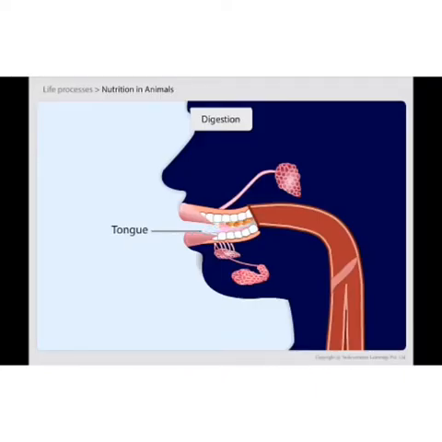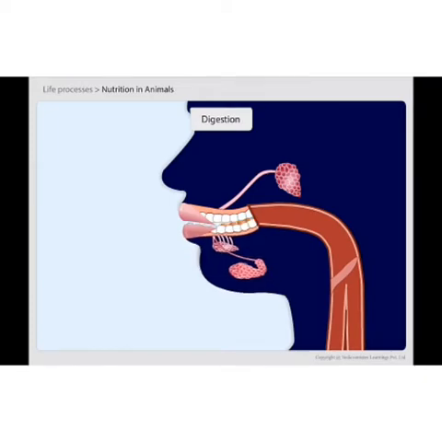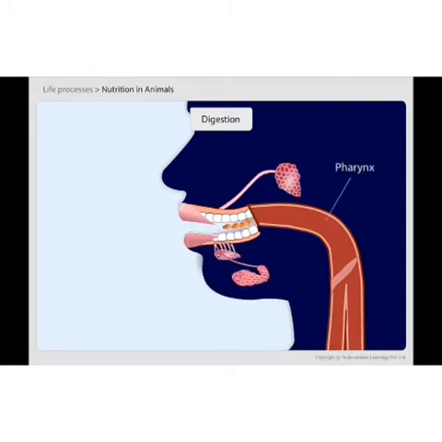And it pushes the food during swallowing. The slightly digested food in the mouth is swallowed by the tongue into a common passage for both respiratory and digestive tracts, that is, the pharynx. When food enters the pharynx, the muscles of the pharynx contract to push the food into the esophagus or food pipe. At this time, the valve called epiglottis covering the windpipe closes. This prevents the food from entering the respiratory tract.